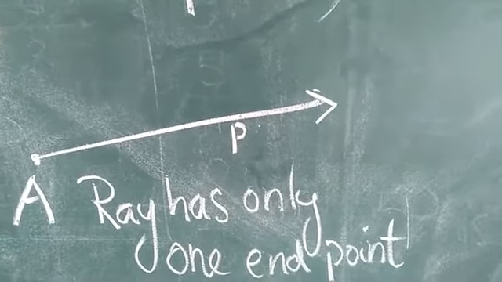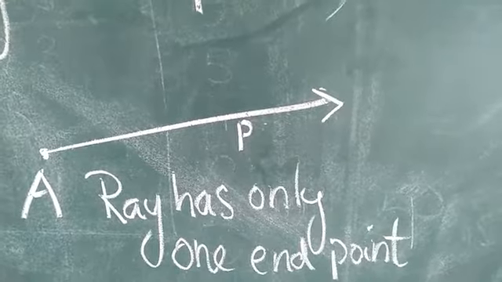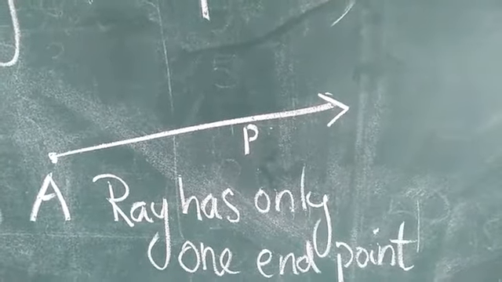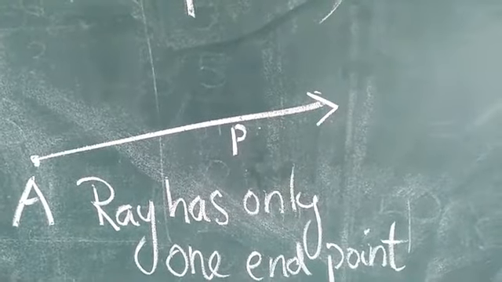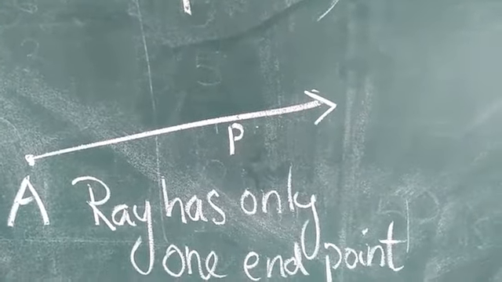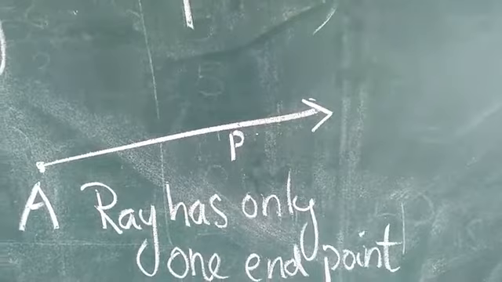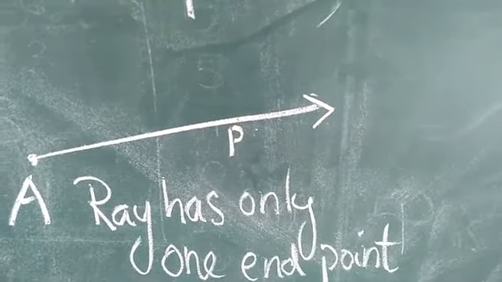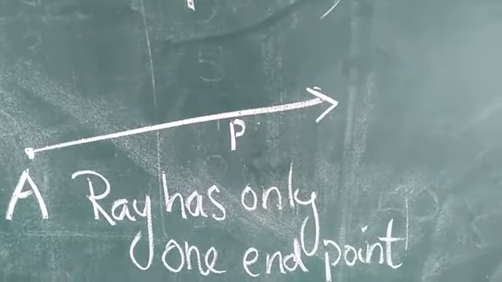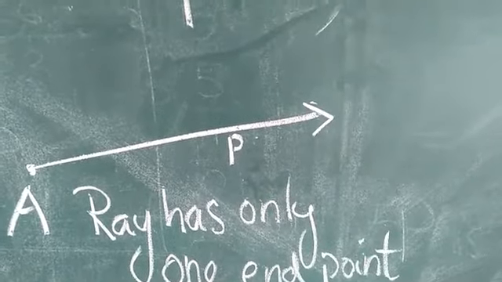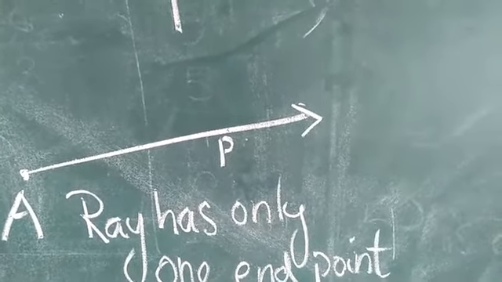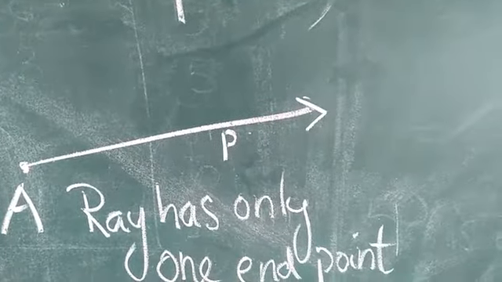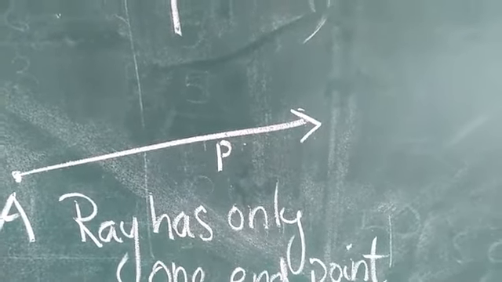So these are the basic concepts we discussed in this class: point, line, line segment, intersecting lines, parallel lines and ray. So children, you should go through the textbook chapter 4 and refer to the first 2 pages. Then you will get all these ideas.